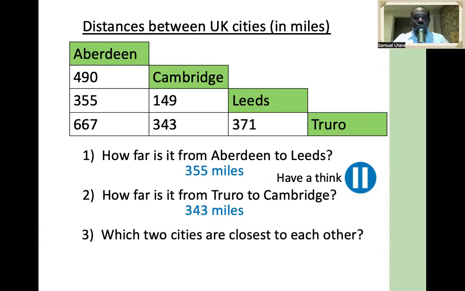Next, which two cities are closest to each other? Again, if you look carefully, you will see the smallest number there is 149. So the cities where that number links is Cambridge and Leeds.